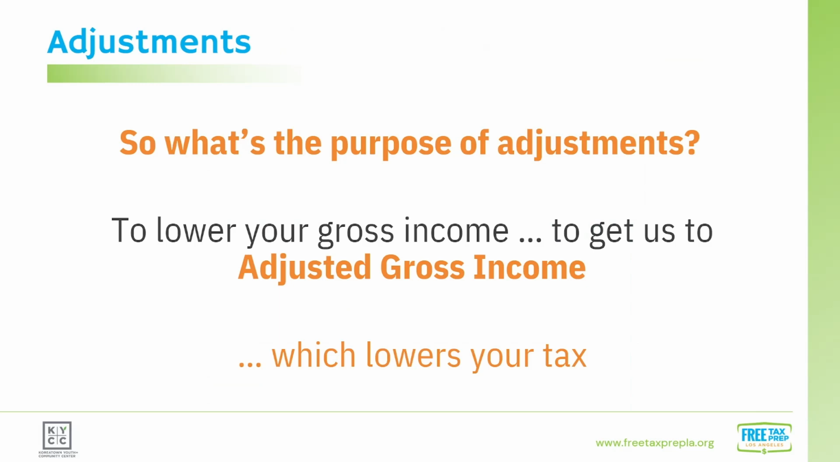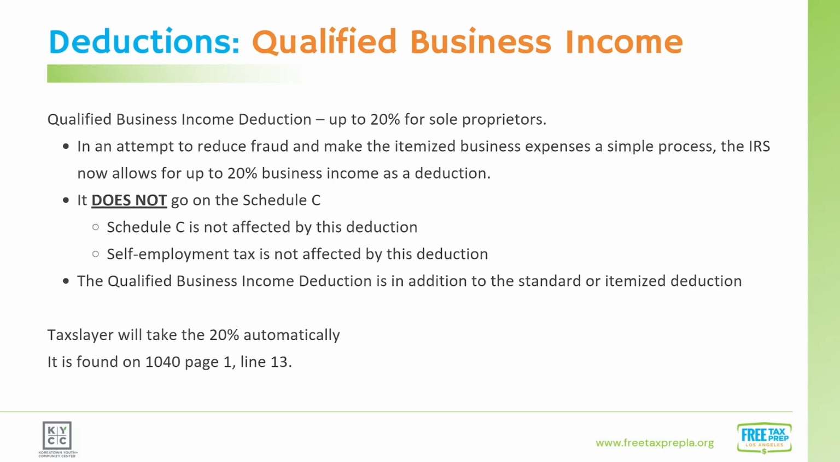So, what's the purpose of adjustments? Pretty simple. It's to lower your gross income and get us to the adjusted gross income. By having more adjustments, that helps lower your tax. Once we have the adjusted gross income, that's where we'll generally start to apply either the standard deduction or the itemized deduction. But before that, we can talk about the qualified business income deduction.